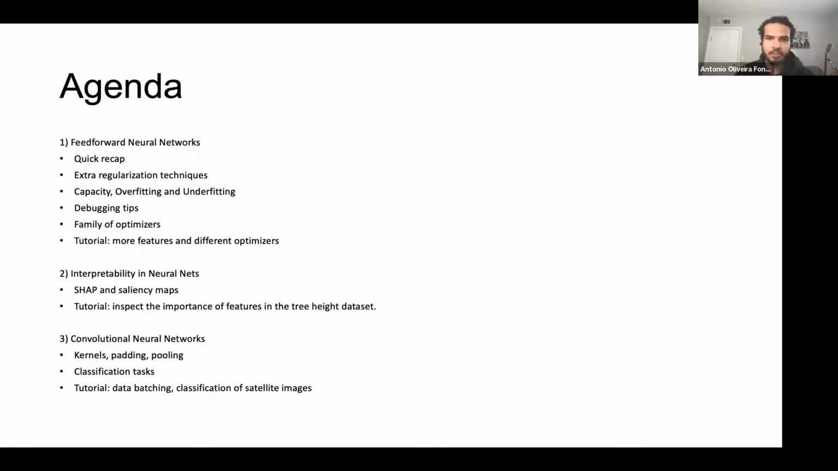I remember that Sebastian at some point also asked about data batching, right? So we are also going to include that in this tutorial today. We are going to see how we can do data batching for this satellite data set. Okay, so hopefully all the questions are going to be at least briefly touched today, and if not, we will try to do that in the beginning of the next lecture.